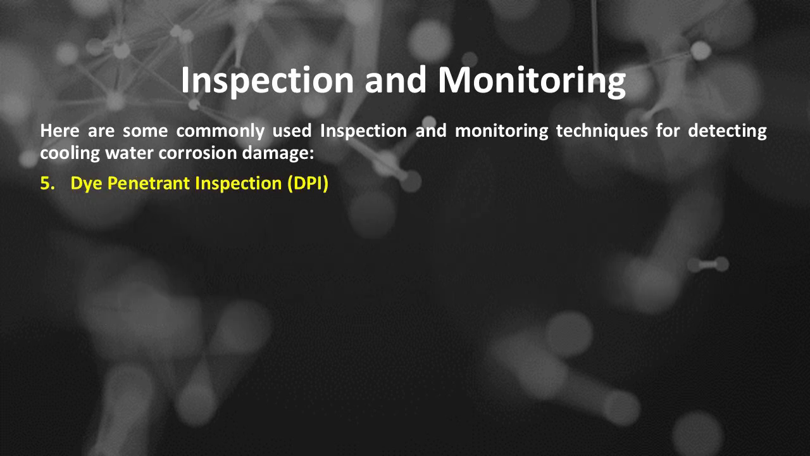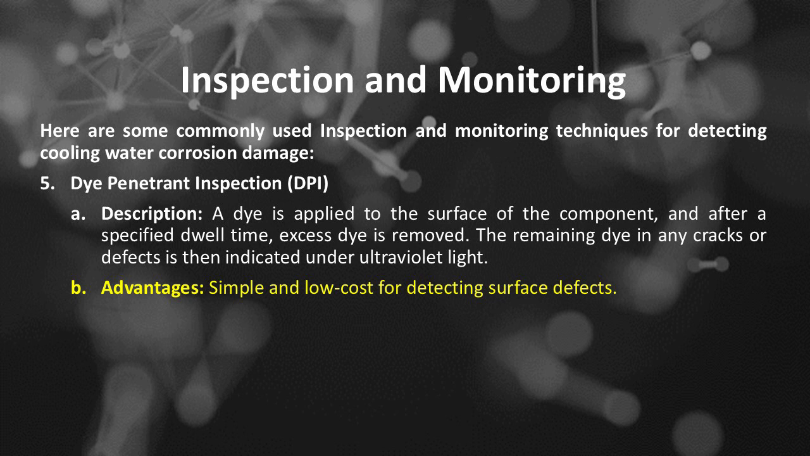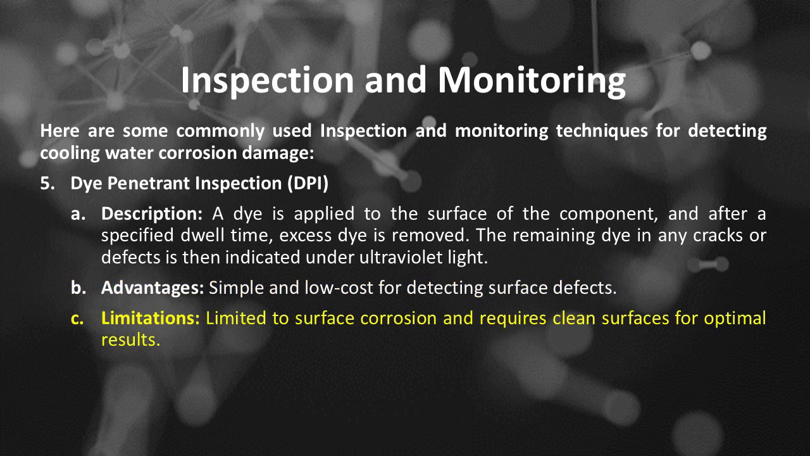Number 5 is dye penetrant inspection, or DPI. Dye penetrant inspection description. A dye is applied to the surface of the component, and after a specified dwell time, excess dye is removed. The remaining dye in any cracks or defects is then indicated under ultraviolet light. Dye penetrant inspection advantages: simple and low cost for detecting surface defects. Dye penetrant inspection limitations: limited to surface corrosion and requires clean surfaces for optimal results.